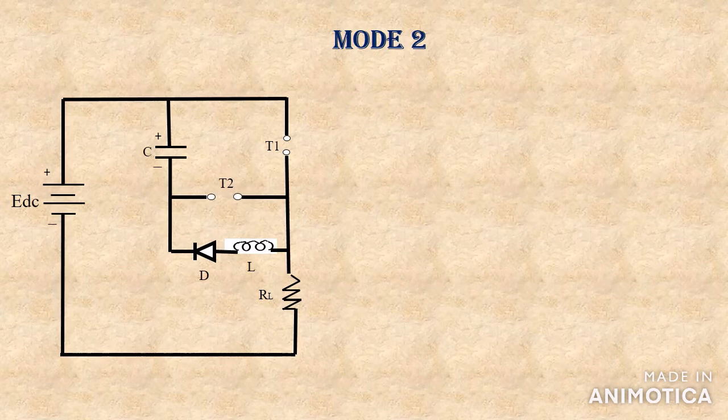So now we will discuss mode 2 operation. In mode 2, the thyristor T1 is triggered. Once the thyristor T1 is triggered, the current will start flowing through the circuit. The current will start flowing from EDC plus through the conducting thyristor T1, through the load, and completes its path through EDC minus.